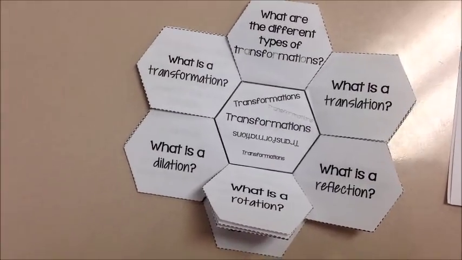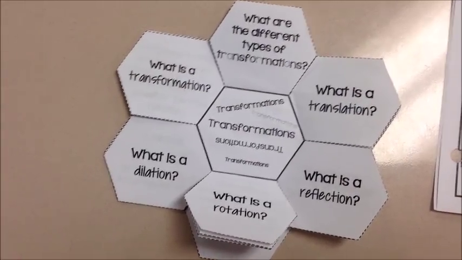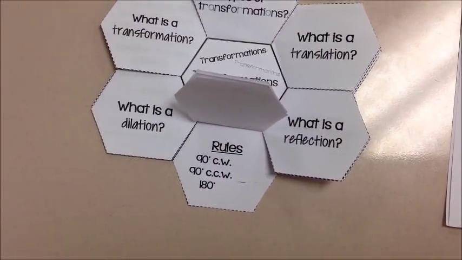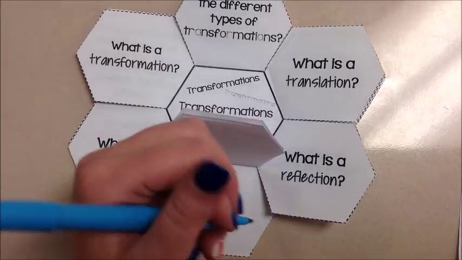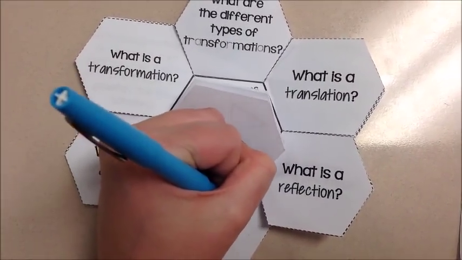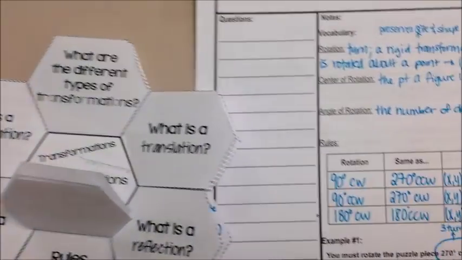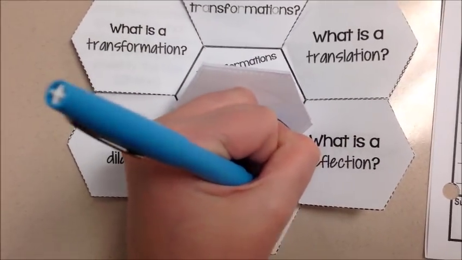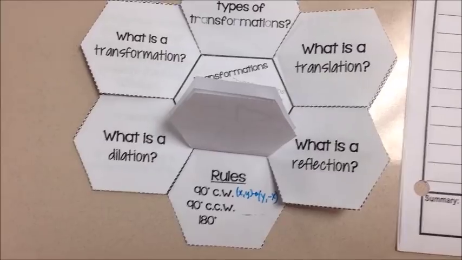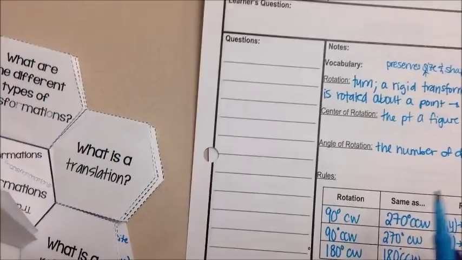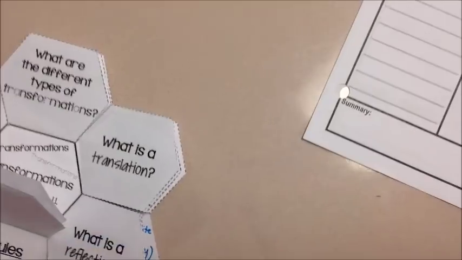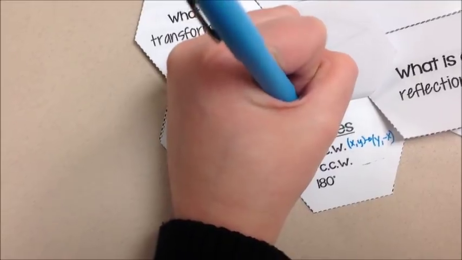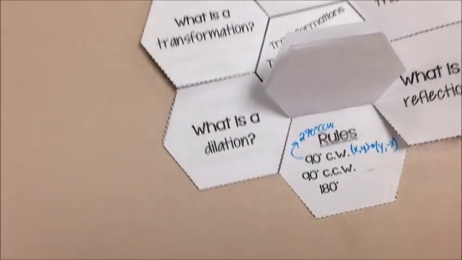One thing I forgot to have you do is to record on your foldable. So I'm flipping into the rotation rules. 90 degrees clockwise, remember, takes (x, y) and maps it to (y, -x). I'm just looking off my notes. That's for 90 degrees clockwise, and remember, that's also the same as 270 degrees counterclockwise. So I'm going to write that right here. I'm going to draw a little arrow. That's 270 degrees counterclockwise.